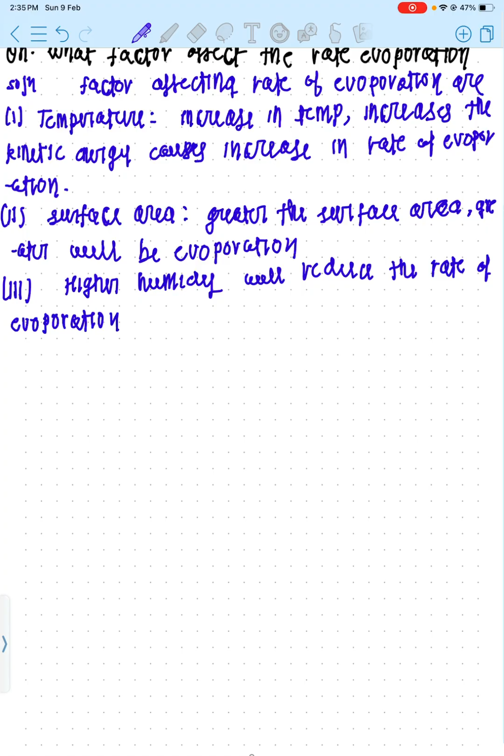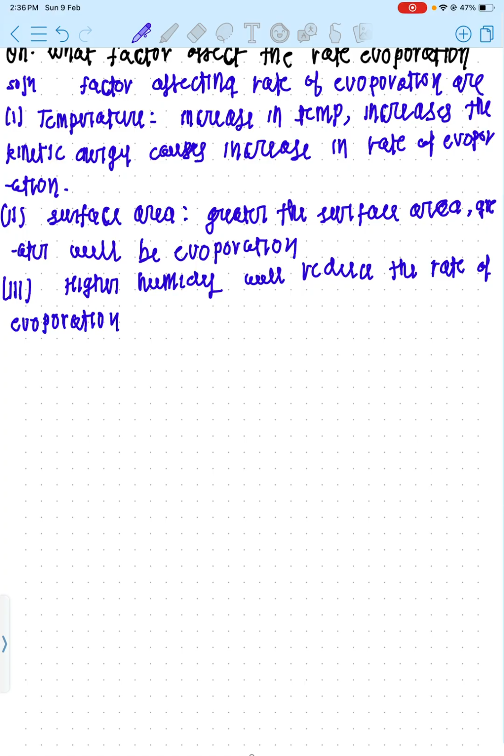From here the question that can come is: why do clothes take longer to dry during the rainy season? When humidity is high, the cloth takes more time to dry, but when humidity is less, the clothes dry faster. The process by which this occurs is evaporation. This question can come in CBSE for 1 or 2 marks.